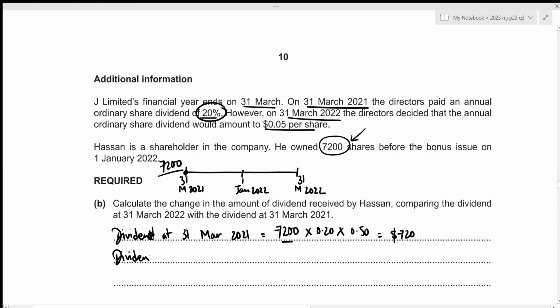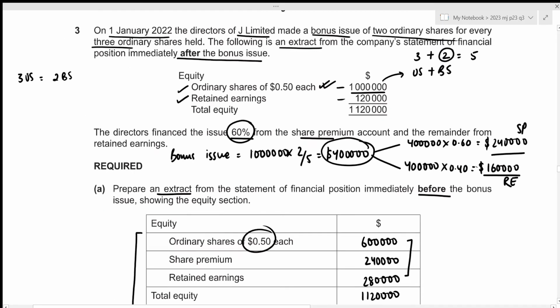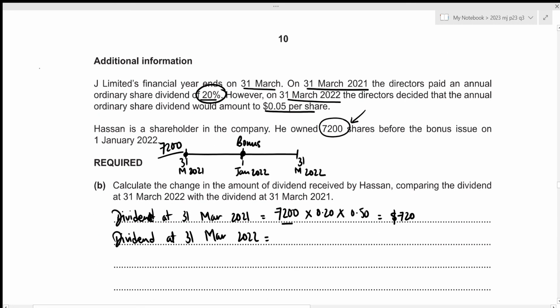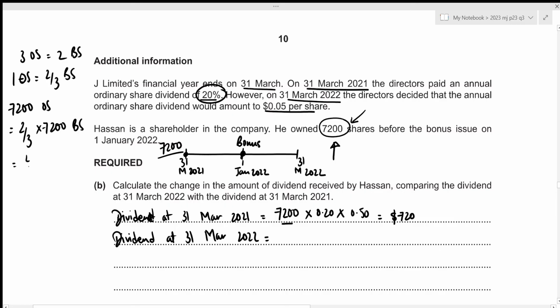Now we just need to figure out the dividend at 31st March 2022. But remember that at 1st January 2022, we made a bonus issue. And the condition for our bonus issue was that for every 3 ordinary shares, we'll be giving out 2 bonus shares. So for every 3 ordinary shares, we were providing 2 bonus shares. For 1 ordinary share, there was 2 by 3 bonus shares. And Hassan had 7,200 shares. So for 7,200 ordinary shares, we gave out 2 by 3 multiplied by 7,200 bonus shares. That's a total of 4,800 bonus shares, which means that now the total number of shares for Hassan would be 7,200 plus 4,800, which is 12,000. So at 31st March 2022, he has a total of 12,000 shares.